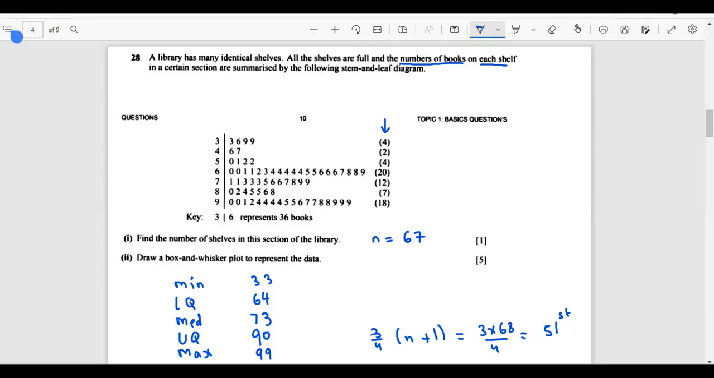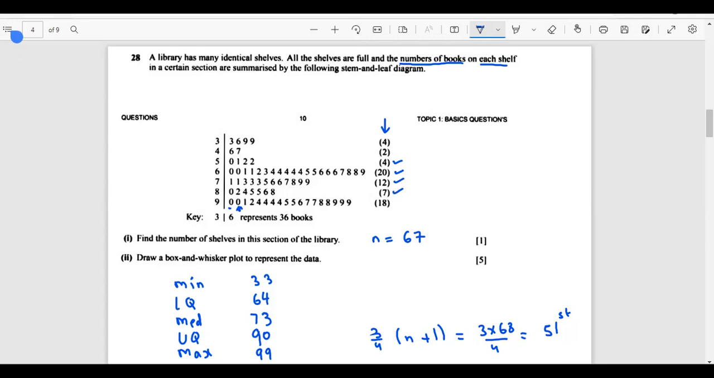So where exactly would be the 51st term? We have 10, then 30, then 42, then 49 terms, and then it is going to be 50th and 51st. Okay, so this is the 51st term, so it would be 90.